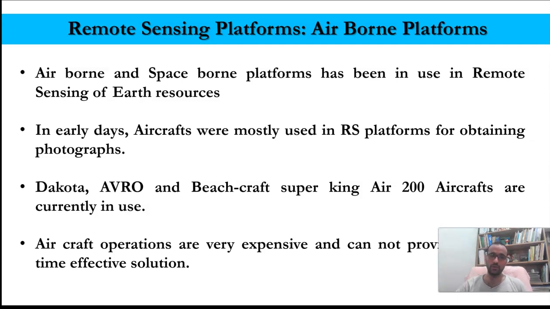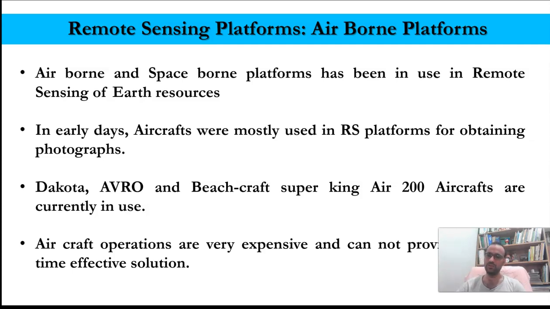Okay, then Dakota AVRO and Beechcraft Super King Air 200 aircraft are currently in use. These platforms are currently used for collections from the air. Aircraft operations are very expensive and cannot provide a cost and time effective solution, because an aircraft only covers a very small area to collect the photographs, and it takes a lot of effort and is too expensive and time consuming. So this technology is not used that much nowadays.